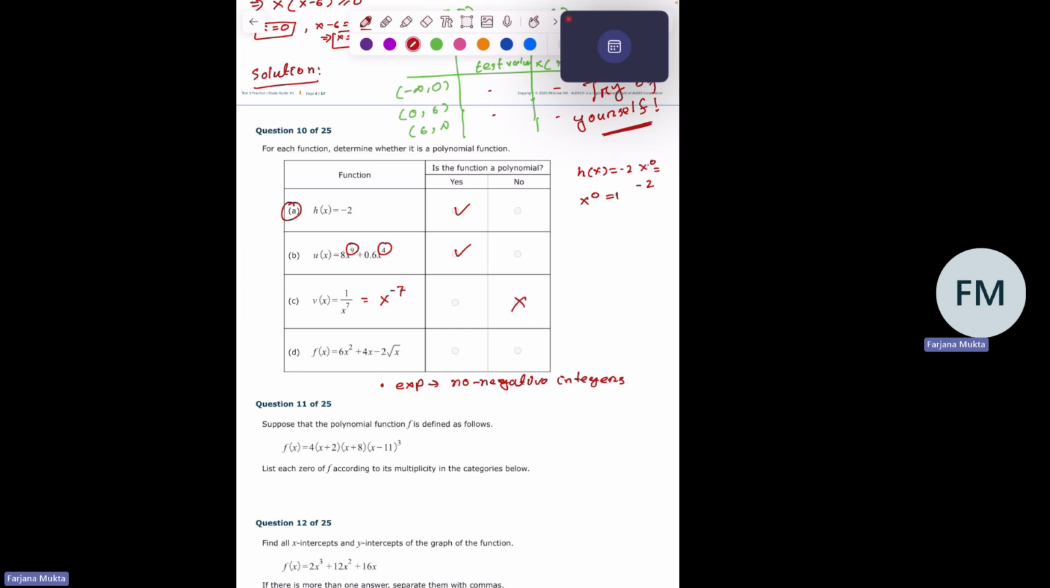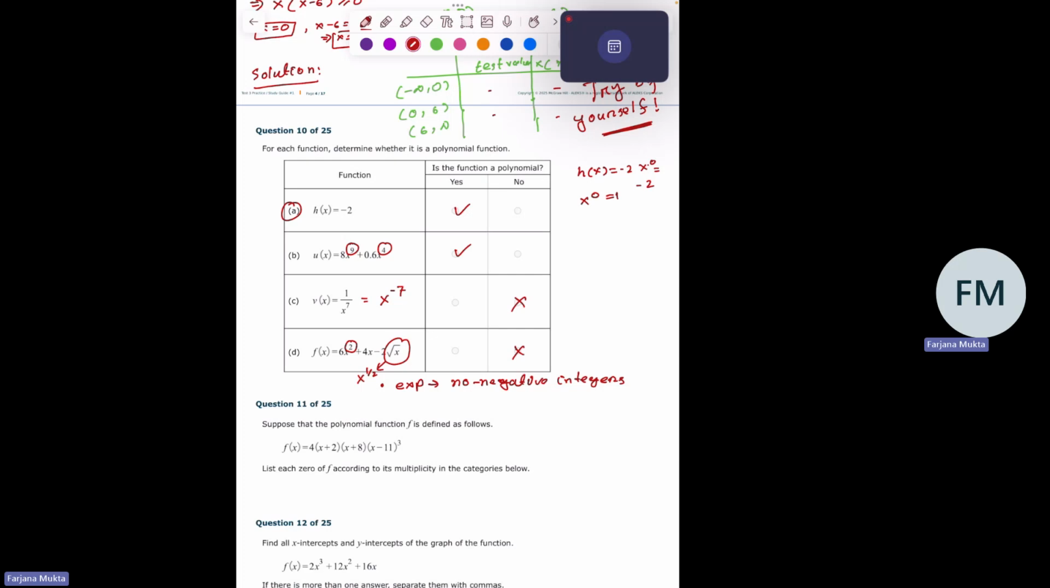The last one, in the last function, the first exponent is 2, a non-negative integer. The second exponent is 1, a non-negative integer. For the third one, x times the square root of x in power form is x to the power 1/2, right? It's not a non-negative integer. Okay, it's not an integer. That means it's not a polynomial, right?